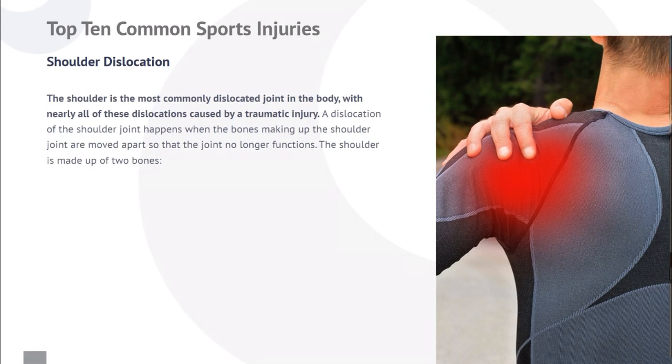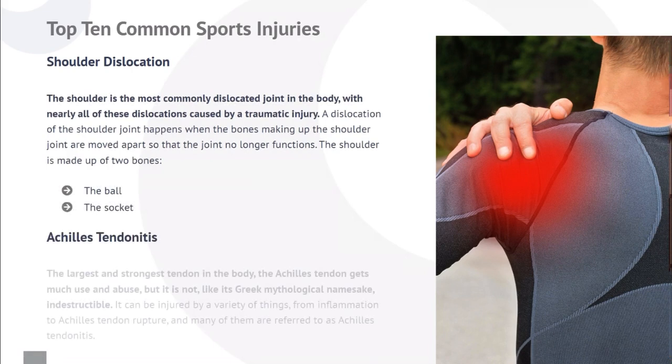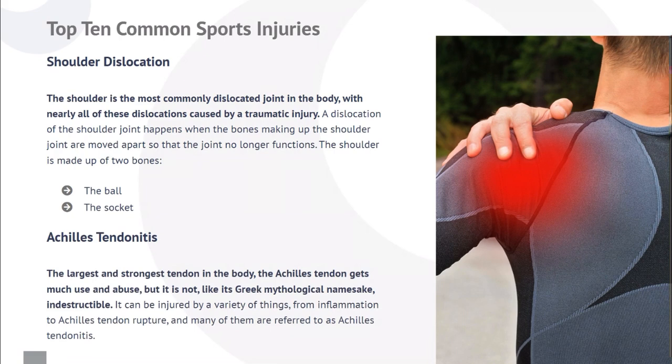Shoulder dislocation. The shoulder is the most commonly dislocated joint in the body, with nearly all of these dislocations caused by a traumatic injury. A dislocation of the shoulder joint happens when the bones making up the shoulder joint are moved apart so that the joint no longer functions. The shoulder is made up of 2 bones. The ball. The socket.